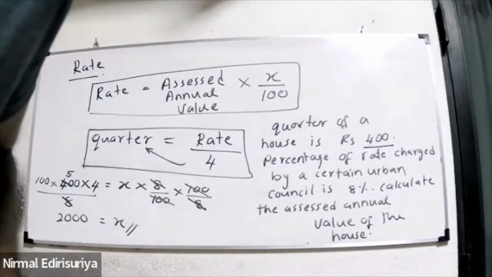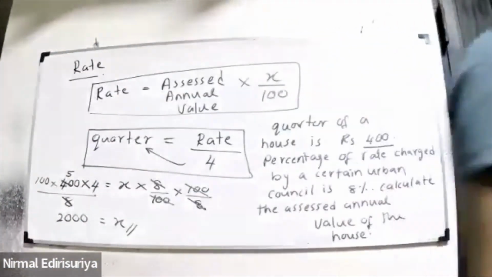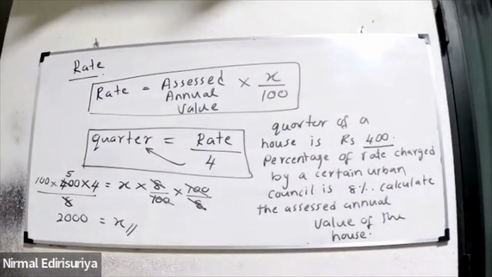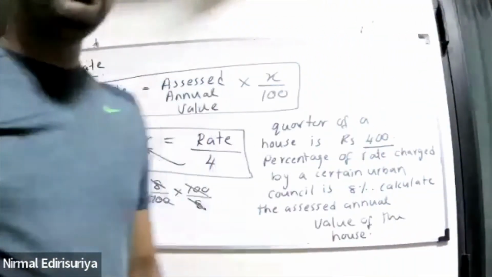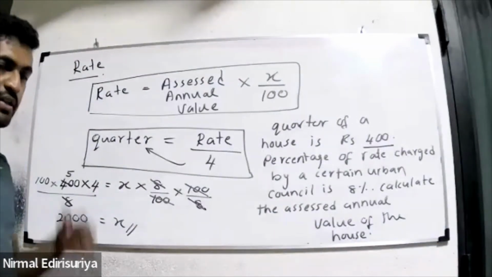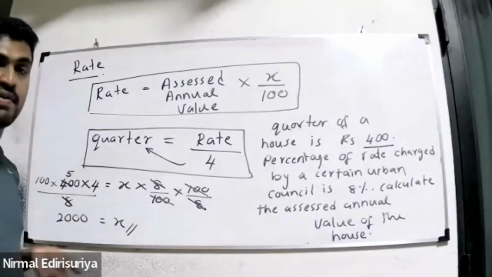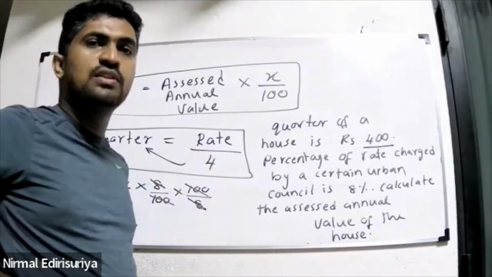X is how much? Very good. 2000 rupees. And our assessed annual value of the house is how much? 2000 rupees. And the infrastructure facilities, 2000 rupees. Assessed annual value of municipal council.